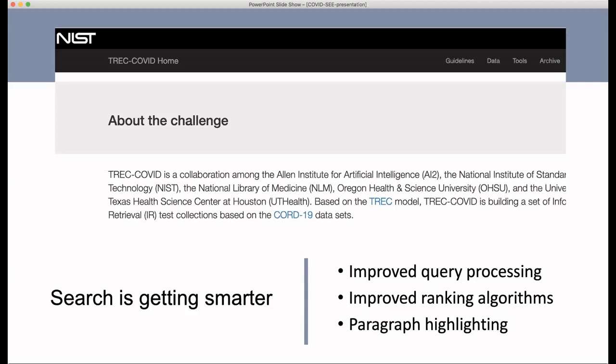But from my perspective, it's only the starting point of a process of exploring the literature. And we really needed to think about ways to dig a bit deeper and go beyond this model of type a query into a search box, get back a list of search results, and then scan through page after page of results in order to find what you're looking for.